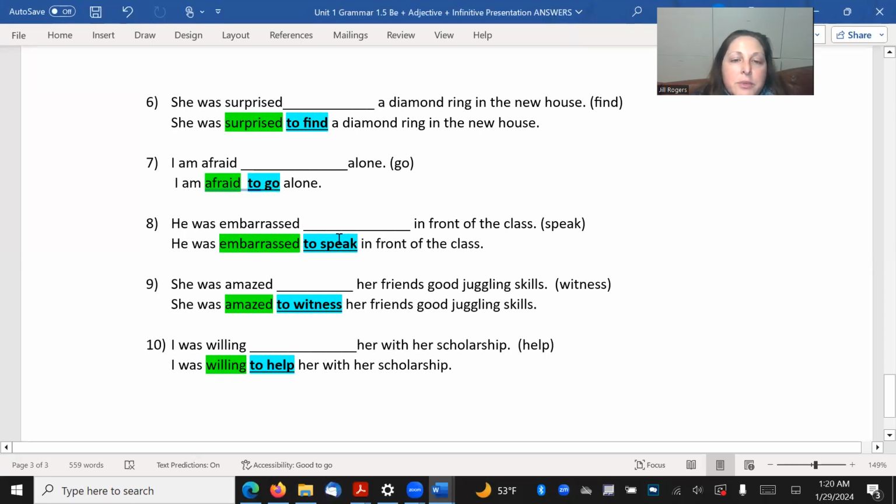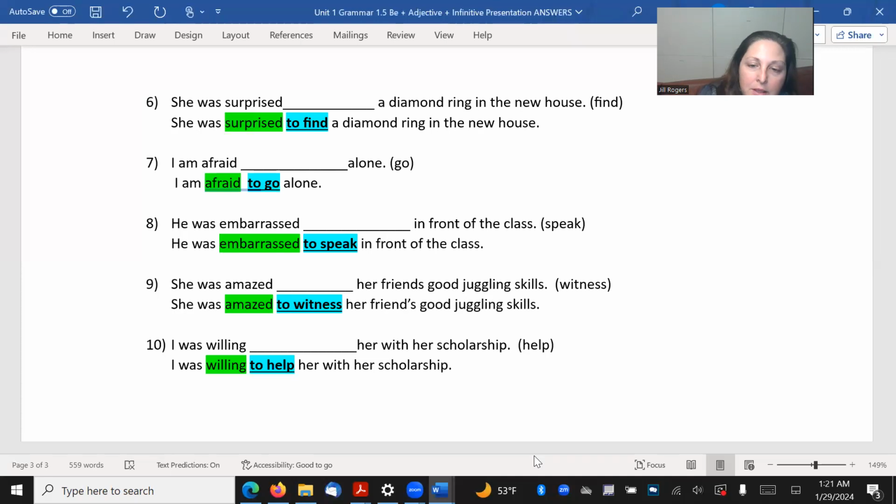She was embarrassed to speak in front of the class. Embarrassed is the adjective. To speak is the infinitive. She was amazed to witness her friends, oops, sorry, that should be possessive, because that belongs to her friend, right? She was amazed to witness her friend's good juggling skills. Amazed is the adjective. To witness is the infinitive. And the last one: I was willing to help her with her scholarship. Willing is the adjective, and to help is the infinitive.